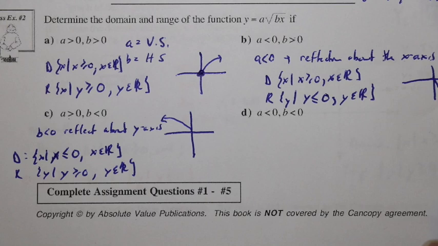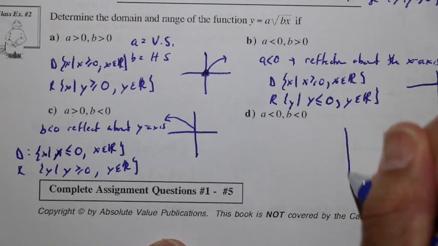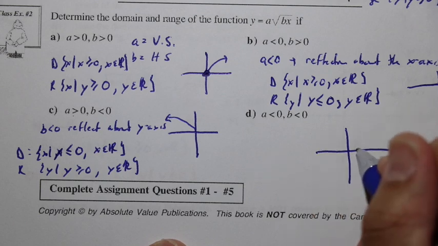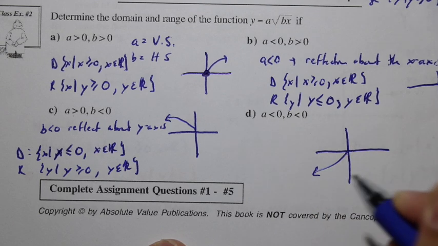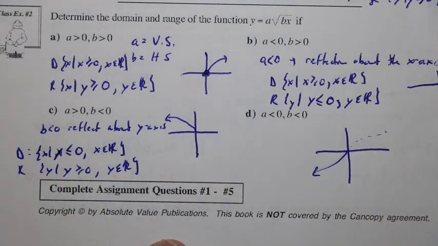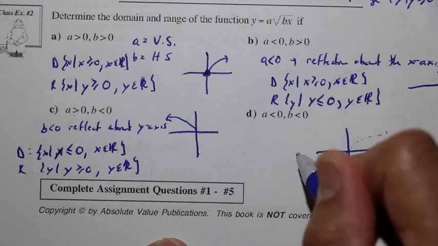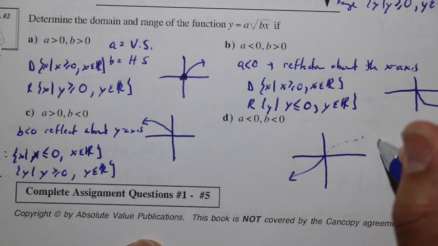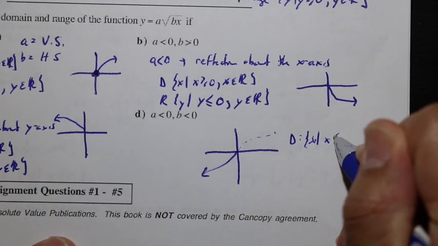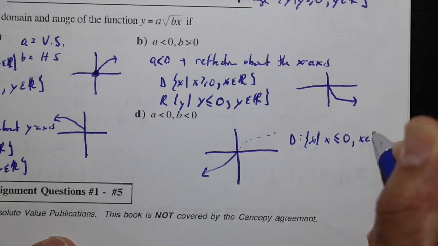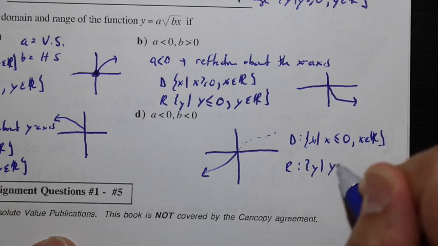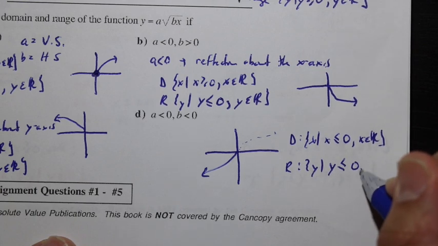And for D, both of them are negative. So that means you're going to have a reflection this way, and you're also going to have a reflection this way. So you end up something like this. Now from the original, maybe I'll put that in a dotted line. You'd see that the domain has switched over to the other side and the range has switched. So the domain here is going to be x such that x is less than or equal to 0, x can still be real numbers. But the range is y such that y is also less than or equal to 0, with y being any real number.